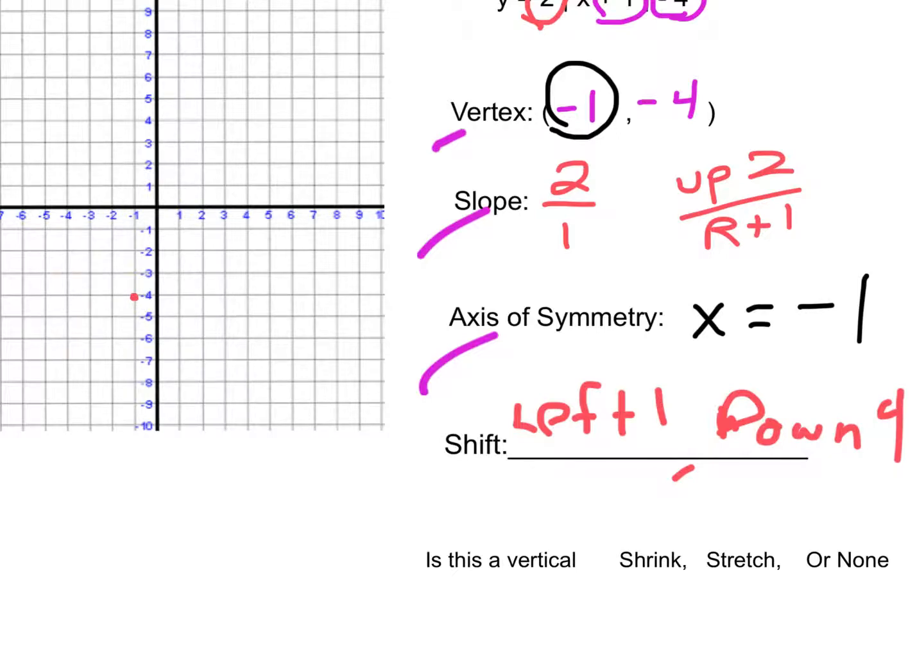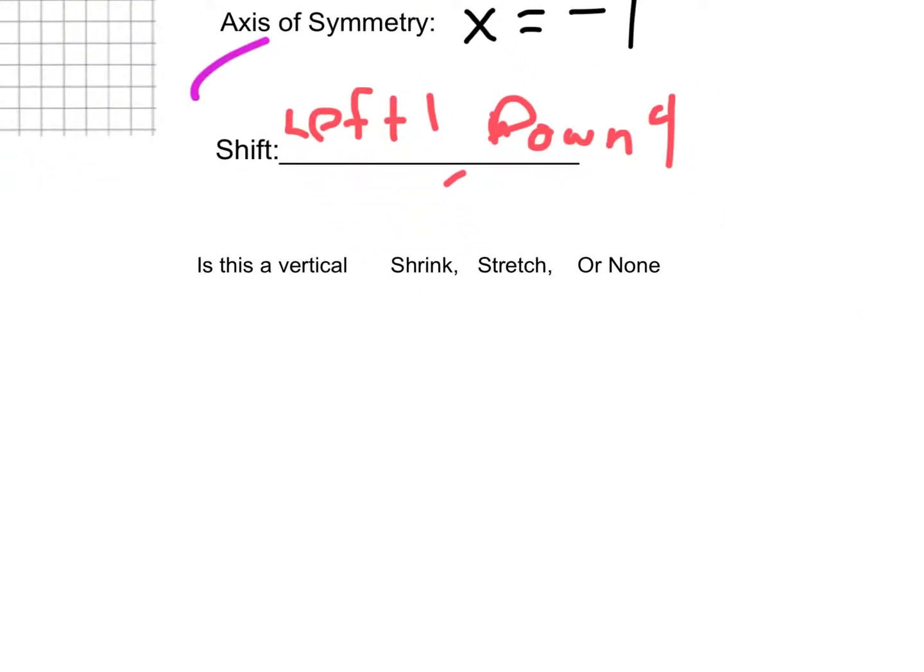Now again, some of you are saying, well, I can do the shrink, stretch, or none right now, so let's do that, I guess. So I'll bring it down here. So we had 2 and 1. So is 2 smaller than 1, bigger than 1, or equal to 1? Yeah, it will be a stretch because it is bigger than 1. Correct.